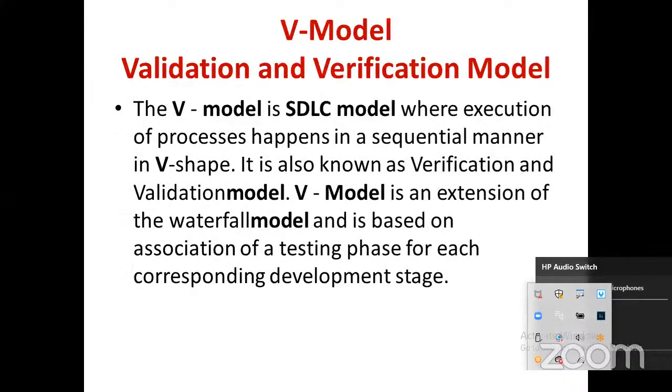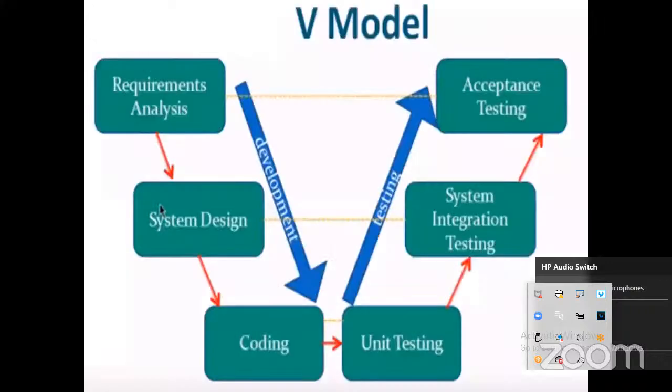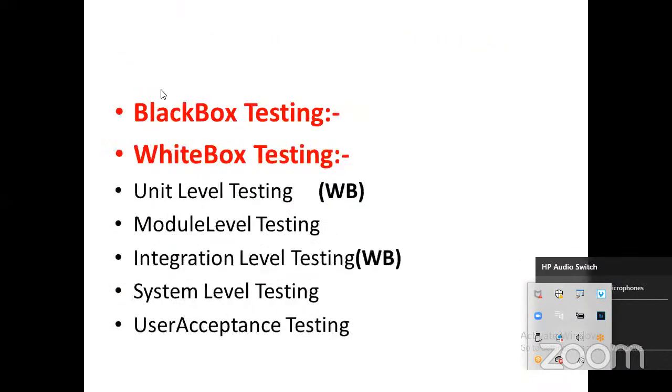So the next one is the V model, the validation and verification model. Now, what solution does this V model give? Testing. Is it clear? It is in a V shape, which means the application must be coded and tested simultaneously. That is called the V model.